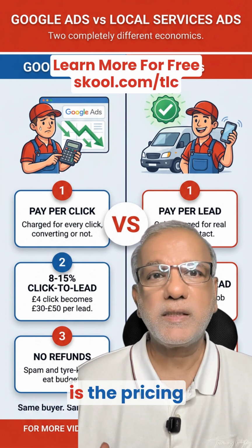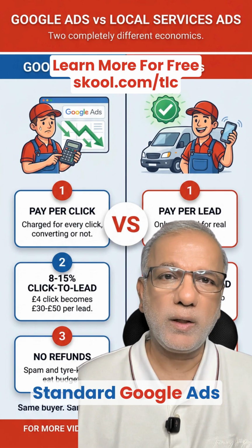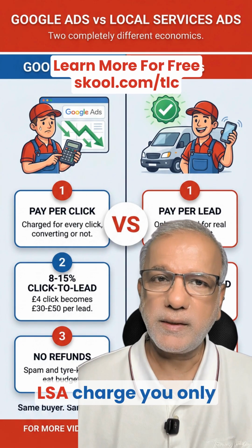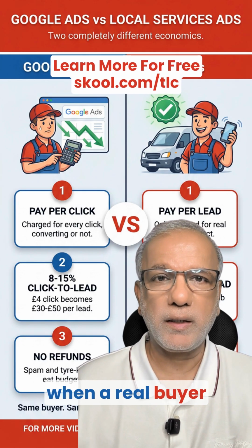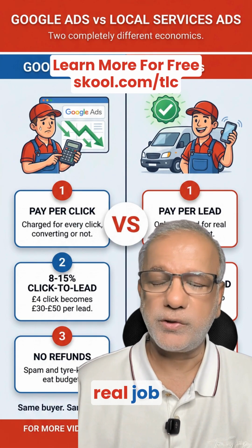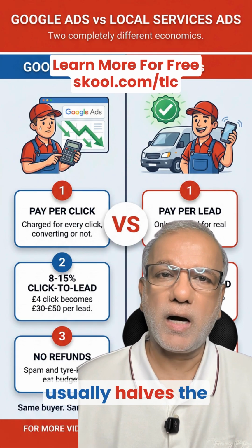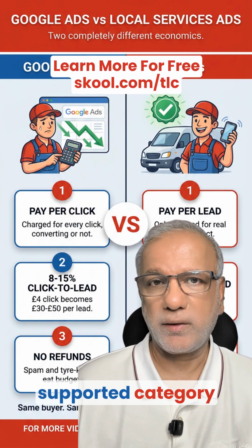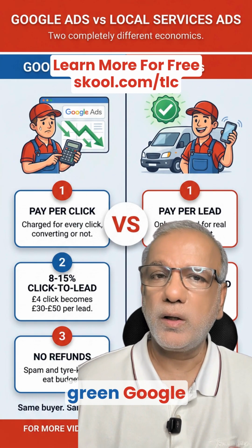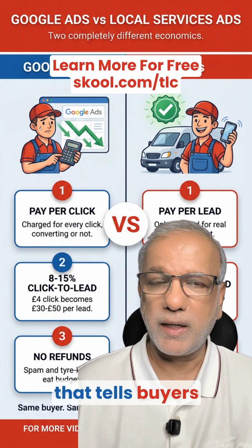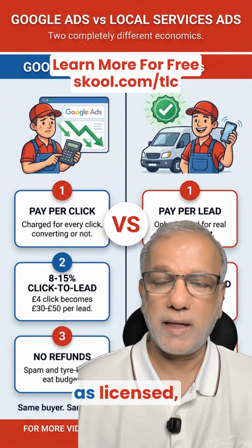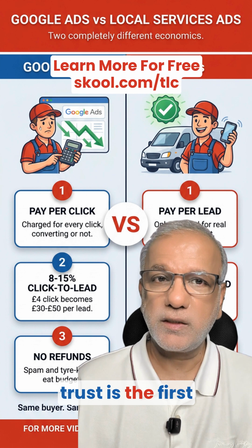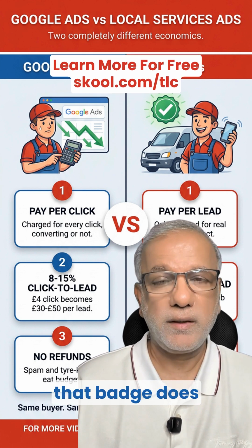The big difference is the pricing model. Standard Google ads charge you per click, whether the user converts or not. LSAs charge you only when a real buyer calls or messages you about a real job. That single change usually halves the cost per booked job for any trade business in a supported category. You also get the green Google Guaranteed badge that tells buyers you've been verified as licensed, insured, and background checked. For categories where trust is the first concern, that badge does the real work.